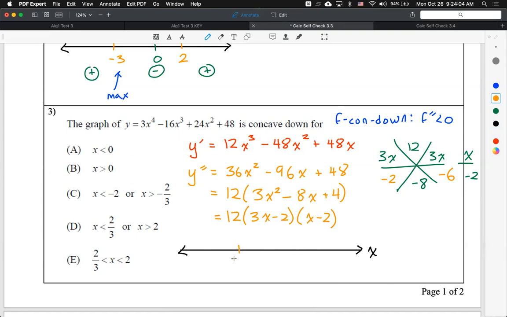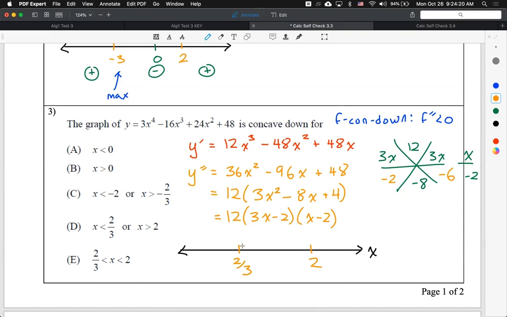Yep, so say 2/3 and 2. With the first derivative, those are critical values. There's not a name for them for the second derivative aside from potential inflection points. We now need to find what's happening in each of these intervals.